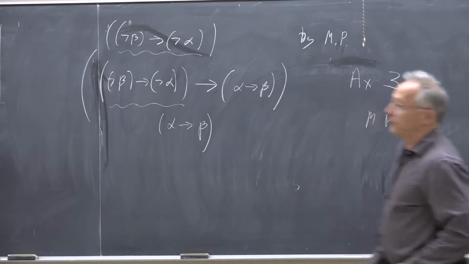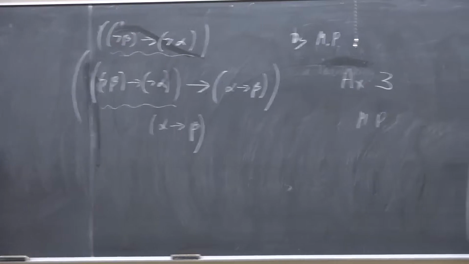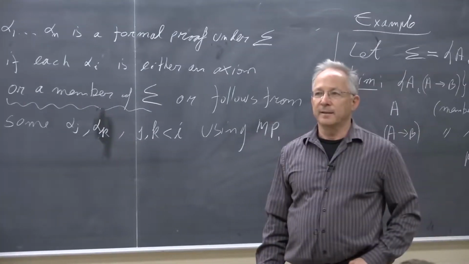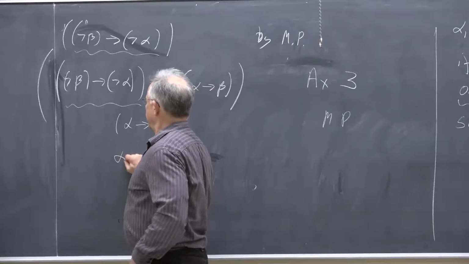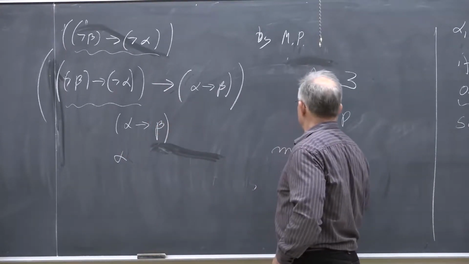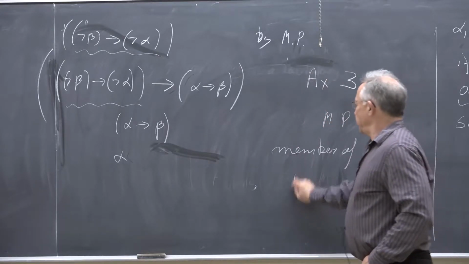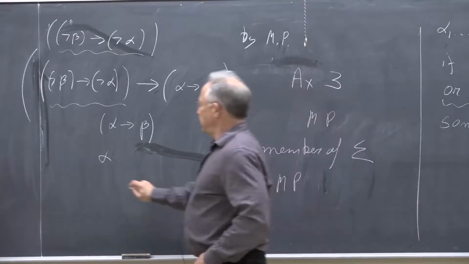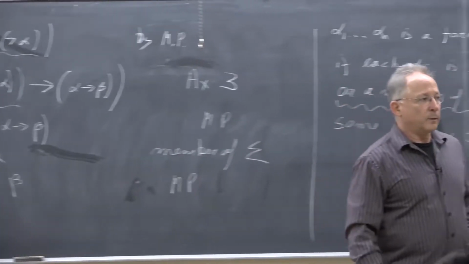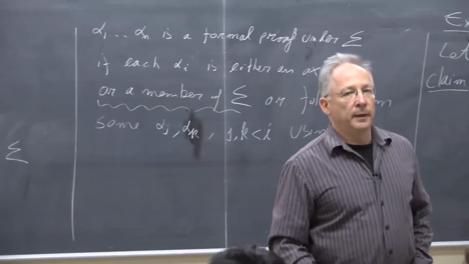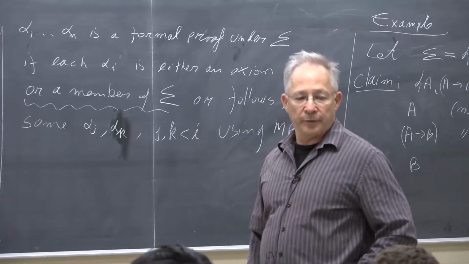But I wanted to prove beta. So how shall we conclude our proof? Now I'll write alpha, and this is allowed because it is a member of sigma. And now I'll use modus ponens again, and I'll get beta. So we showed that our formal proof system enjoys this nice property that from a contradiction we can prove anything.